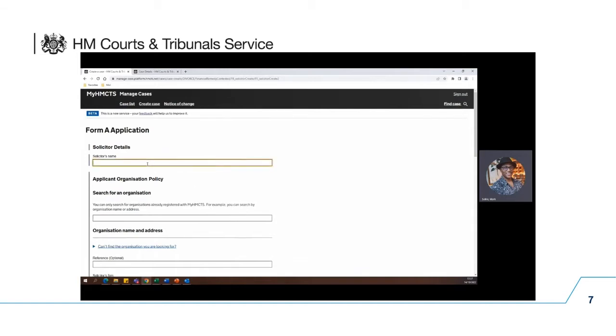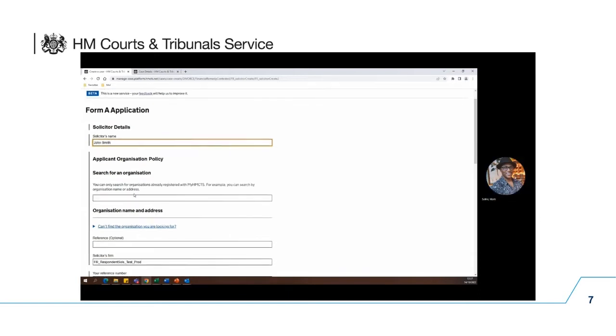So enter the solicitor's name, and then add the solicitor organization. The solicitor organization has to be added by searching for the organization on the list there. If the solicitor is not selected or added from the list, the solicitor will not be able to access the case on the portal. So it's very important that this part of the process is not skipped.